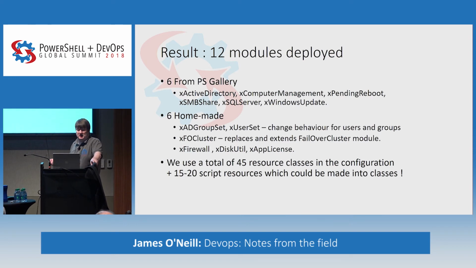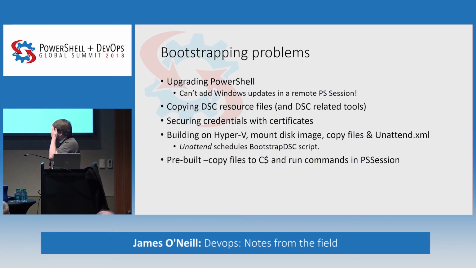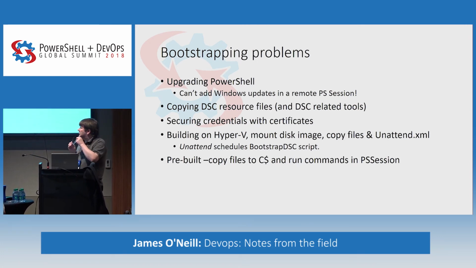Obviously, we use some classes over and over again. And there's about another 15 or 20 script items in there that we could turn into classes. So it becomes quite complex, in case you hadn't picked that up, by the way. So, bootstrapping problems that we hit. Well, the first one I mentioned already was upgrading PowerShell.